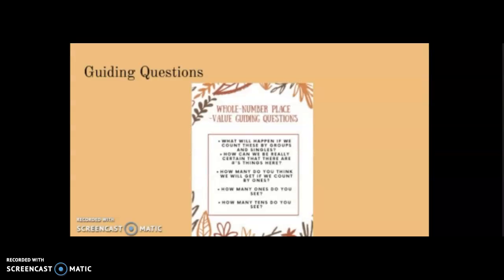So these are just some guiding questions. You cannot just tell students that these counts will all be the same and hope that will make sense to them. It is a relationship they must construct themselves. And in order to do that, we need to ask them questions that will help guide them. So I made this little cheat sheet, whole numbers, place value, and guiding questions. These are some guiding questions that I got from the text, and they're very useful.